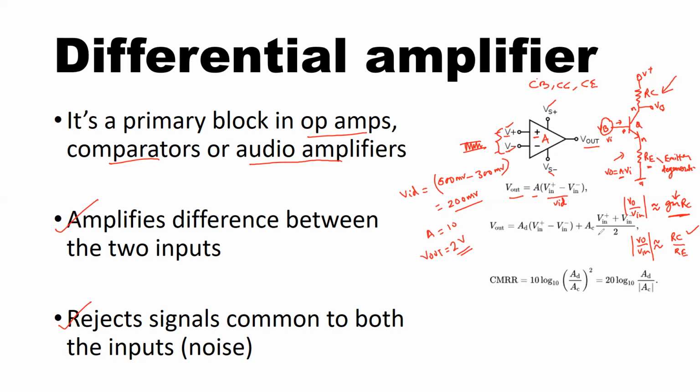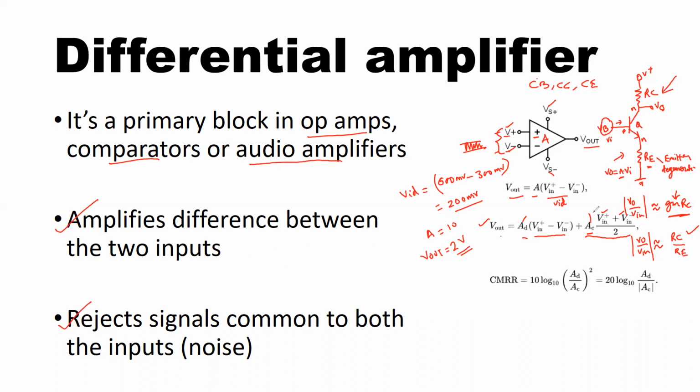So you can say that the final output expression is Vout equal to AD times VID, which is the output due to differential inputs, plus a term which is the output due to the common mode signal, where the output is given as gain multiplied by the average of the common mode signal, that is (Vin plus + Vin minus) divided by 2. AD is the differential gain, and AC is the common mode gain.